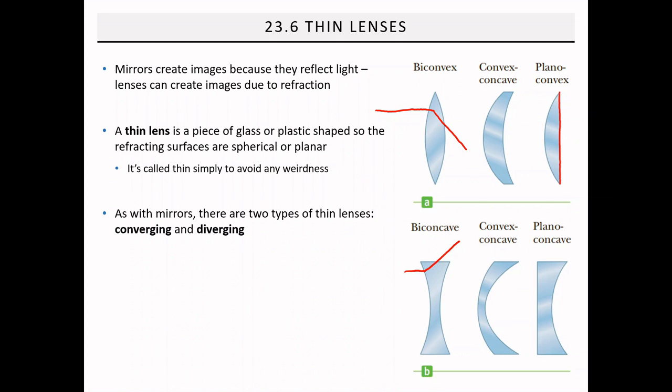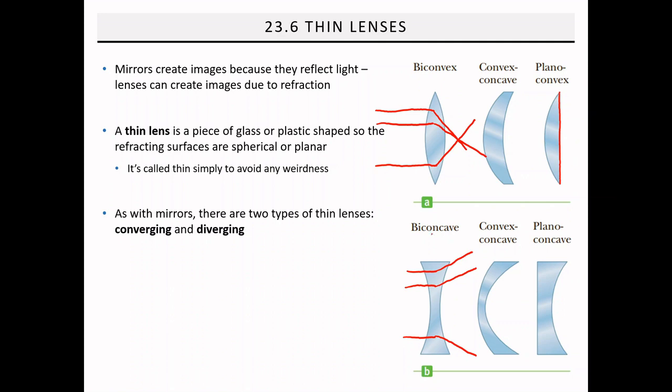Just like with mirrors, you have 2 types of thin lenses. The first type, the kinds shown at the top, are the kinds that will take horizontal light rays and converge them together. These will be called converging lenses. The second kind, such as shown at the bottom, will take horizontal light rays and diverge them. These will be called diverging lenses.